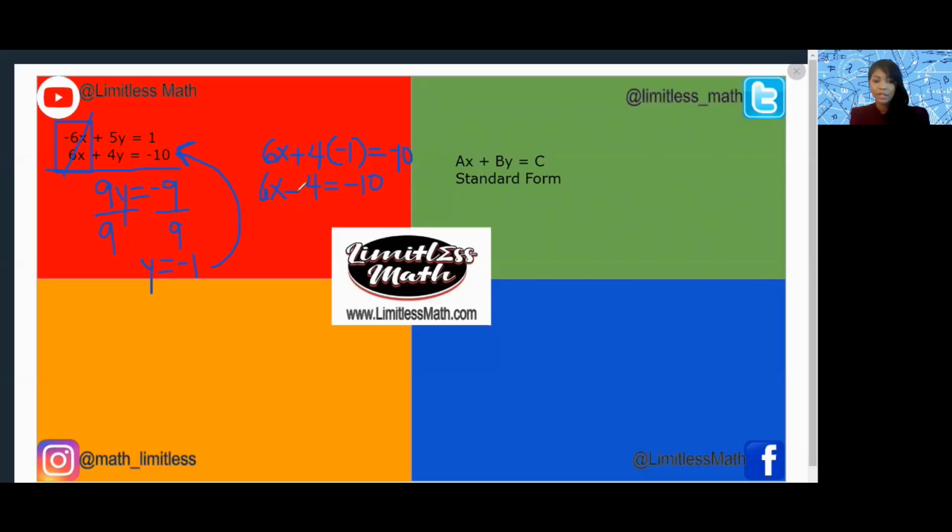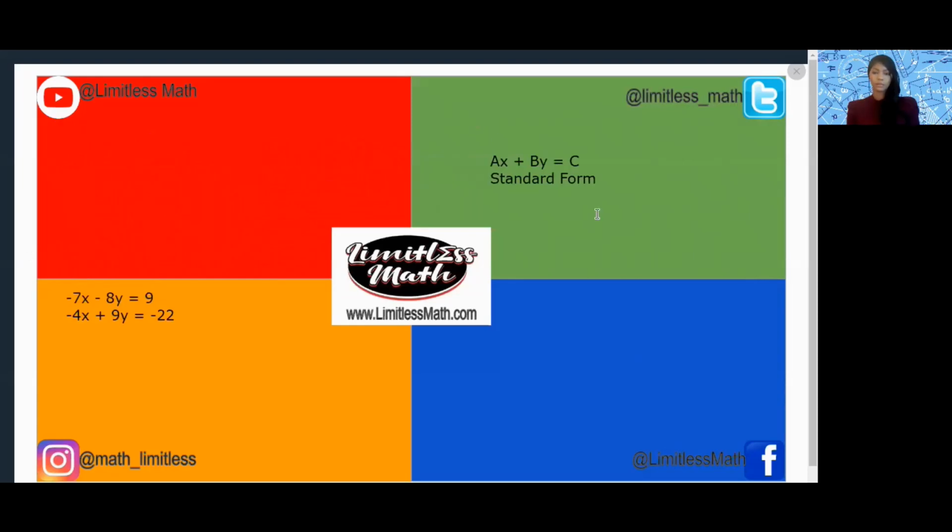Solving for x still, we'd add 4 to both sides. We end up with 6x equals negative 6. Dividing both sides by 6 here, and x is negative 1 as well. And if we're highly skilled, we will write our answer as an ordered pair with the x value first, negative 1, and then the y value, negative 1. So that will be our solution.